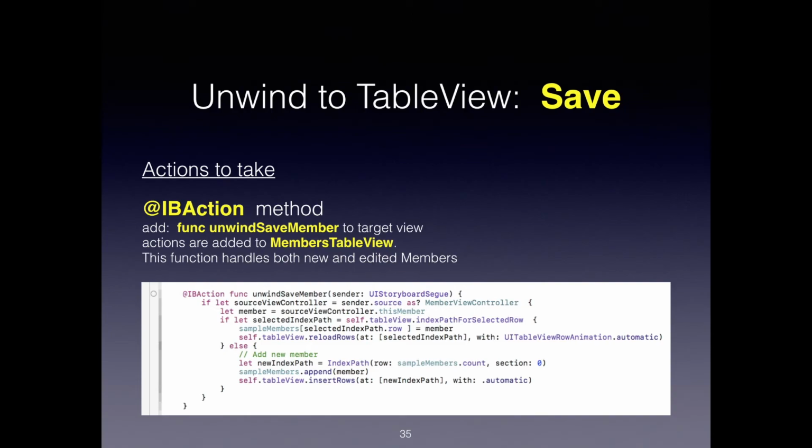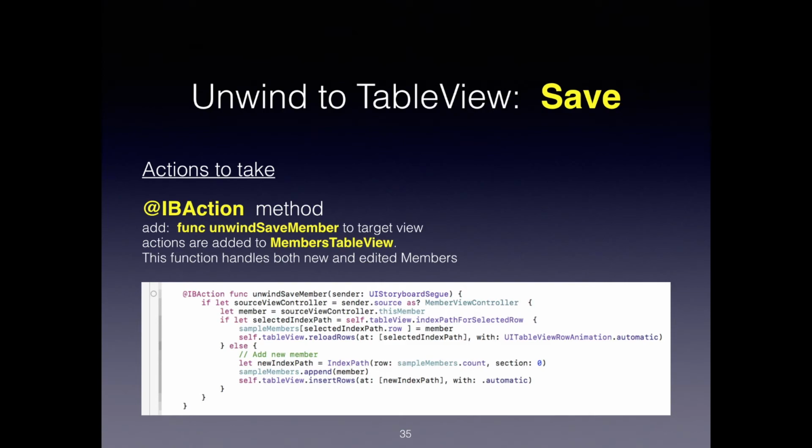Prepare for segue is the pitch. This is the catcher, so we're going to catch the unwind here. And what are we going to do here? If the sender, the source of the send, first we confirm that the source is the member view controller for the segue. And if that's the case, that's the source controller, we set that equal to an instance of the member view controller.